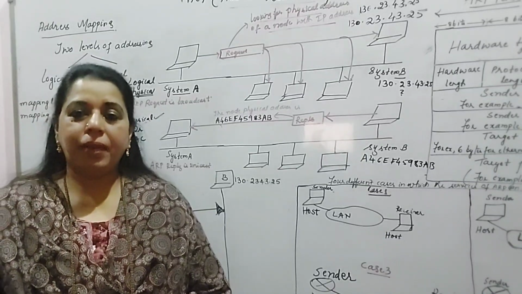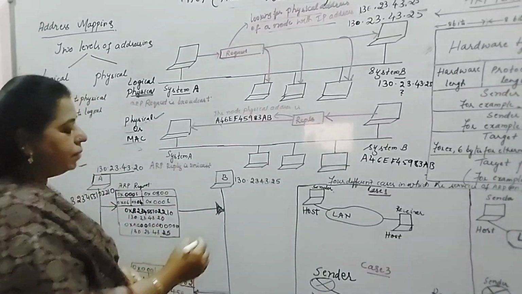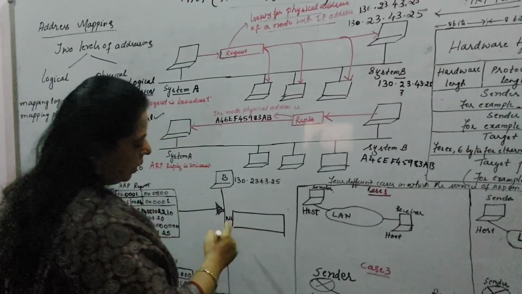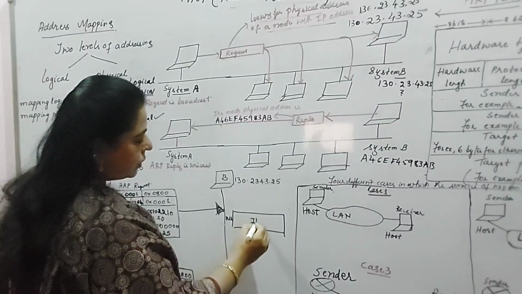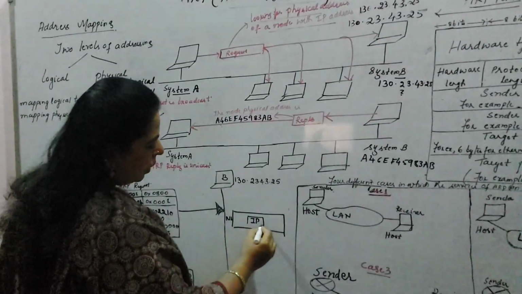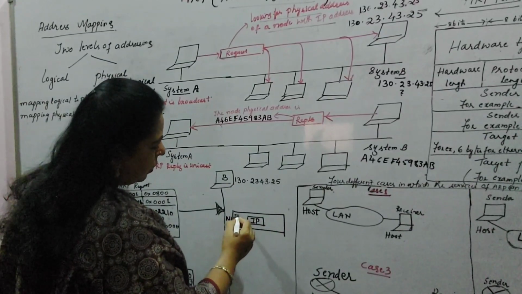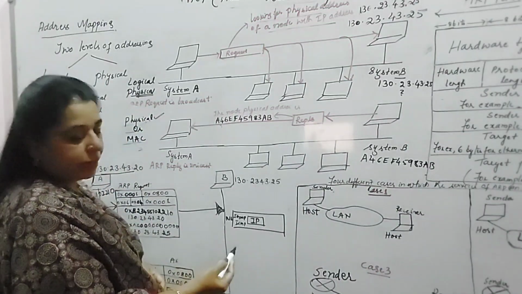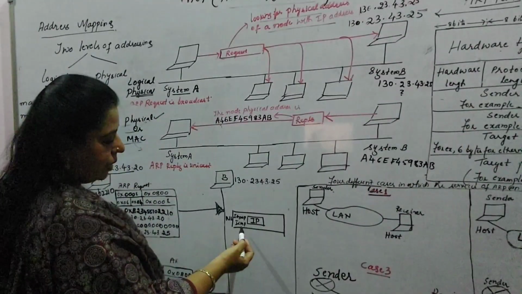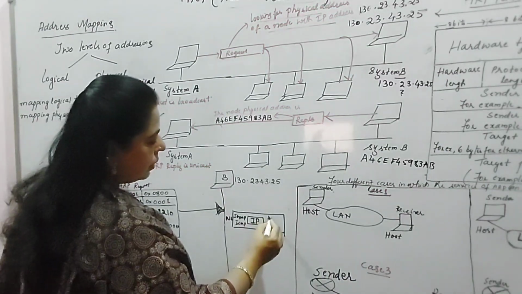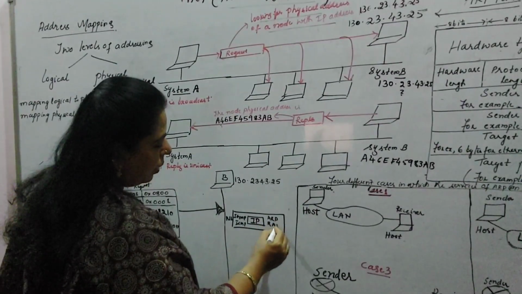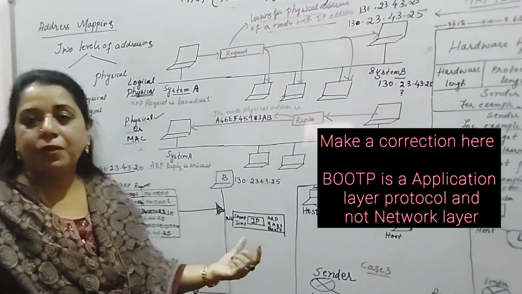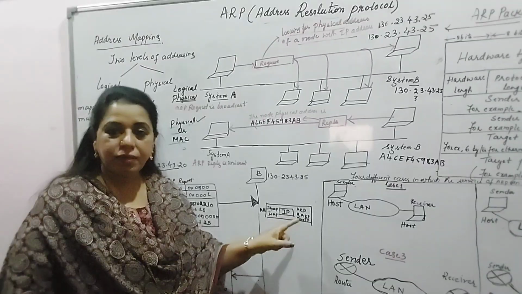In my playlist on computer networks, when I was explaining the network layer protocols (NL), the main protocol was IP. Apart from IP, the other protocols are IGMP and ICMP. I have video lectures on IPv4, IGMP, and ICMP as well. But apart from these, there are other auxiliary protocols: ARP, RARP and BOOTP. I shall be explaining these protocols and their functioning.